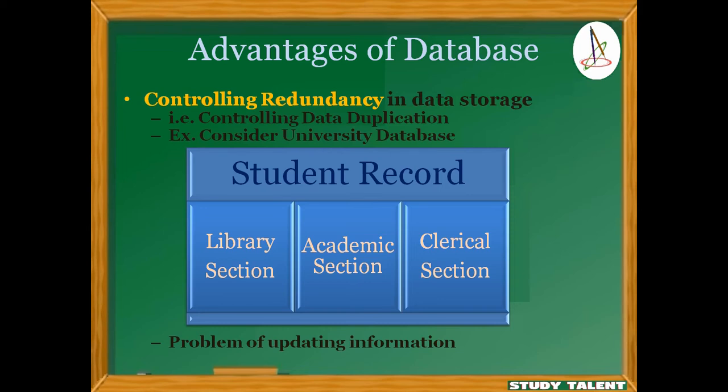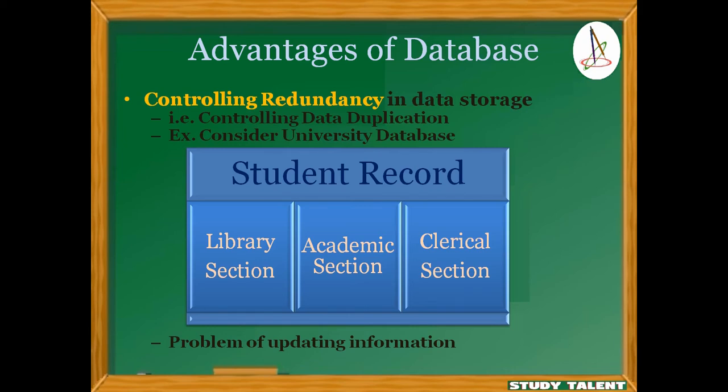Then in the academic section, the student record consists of the student name and the marks he got in that exam. Then in the clerical section, data about scholarship or anything else will be stored in that student record. But we can see that in these three sections the student name is common and the roll number is also common. So there is a duplication of data in these cases.